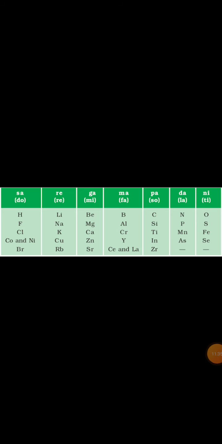If we talk about cobalt and nickel, these two elements are placed in the group of hydrogen, fluorine, chlorine, and bromine. These cobalt and nickel have very different properties than these elements. We know that cobalt and nickel are metals, right? Whereas chlorine is a non-metal. Cobalt and nickel are metals, which means they have properties similar to metals.